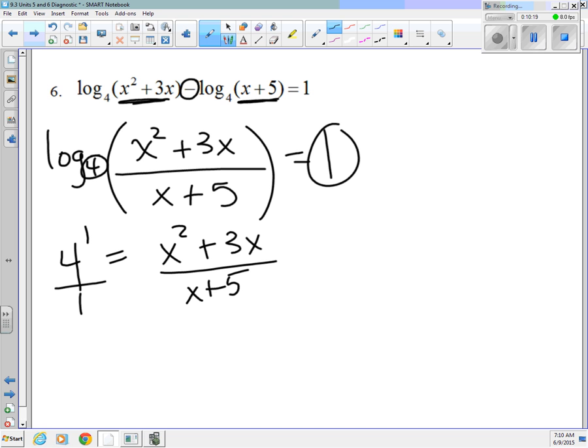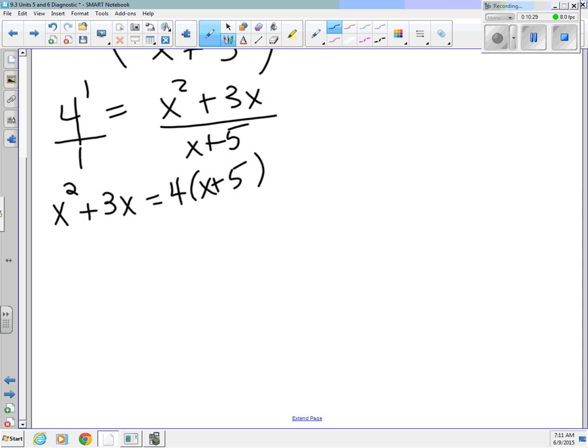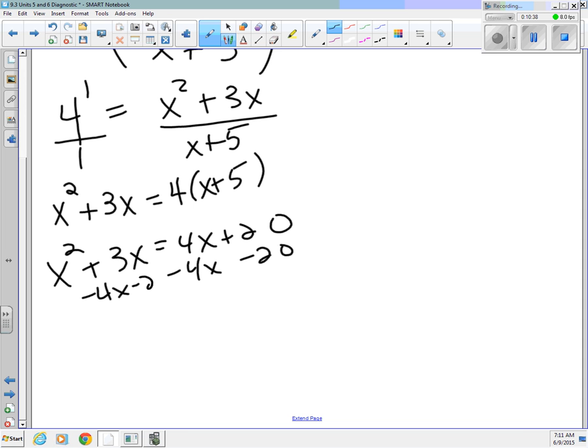I could put this over 1 and cross multiply. So I would get x squared plus 3x equals 4 times x plus 5. And I get another quadratic to solve. So I get x squared plus 3x equals 4x plus 20. Subtract 4x and 20 on both sides. And so I will get x squared minus x minus 20 equals 0.